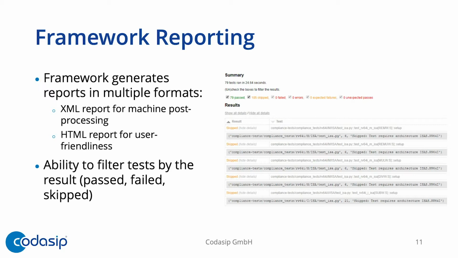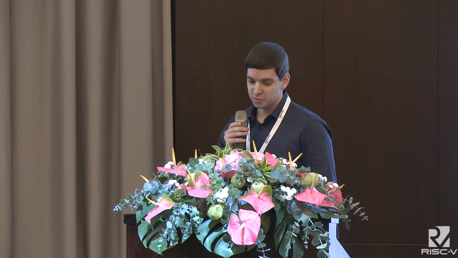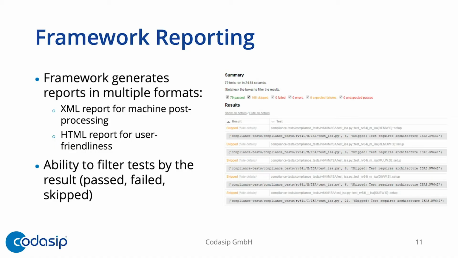And in this example, you can see that 79 tests have passed and 105 have been skipped because the model did not match the configuration which was required for the test. If a test is skipped, you can see the reason why it has been skipped. In this case, it's because the tests were meant to be run on RV64i, but the tested model was RV32i.